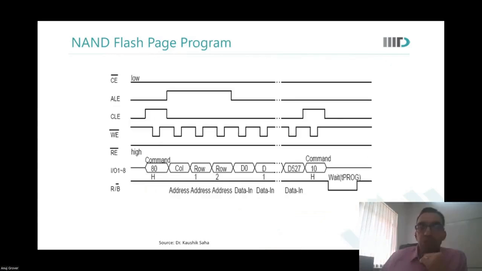Now, when I want to program, what do I need to do? I again need to give a command. I need to give a column address and the row addresses. And then I start to send my data that I want to program in the memory.